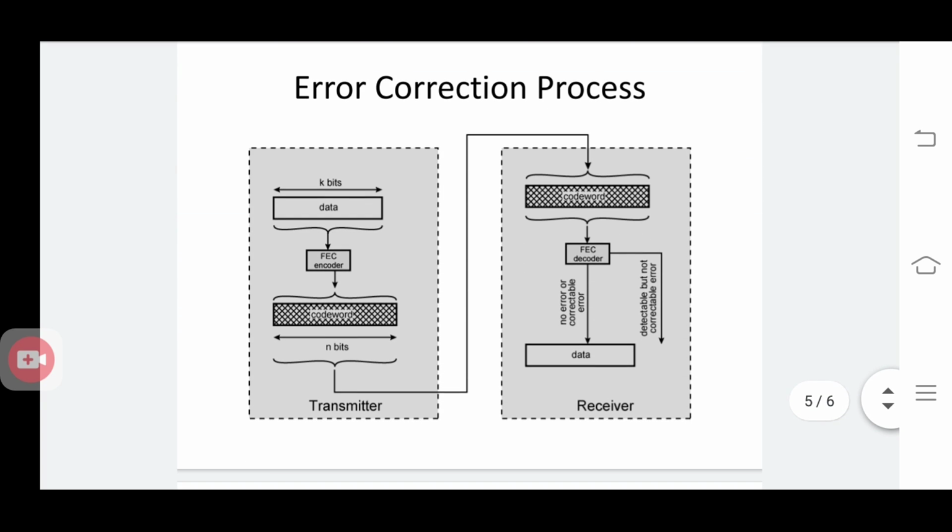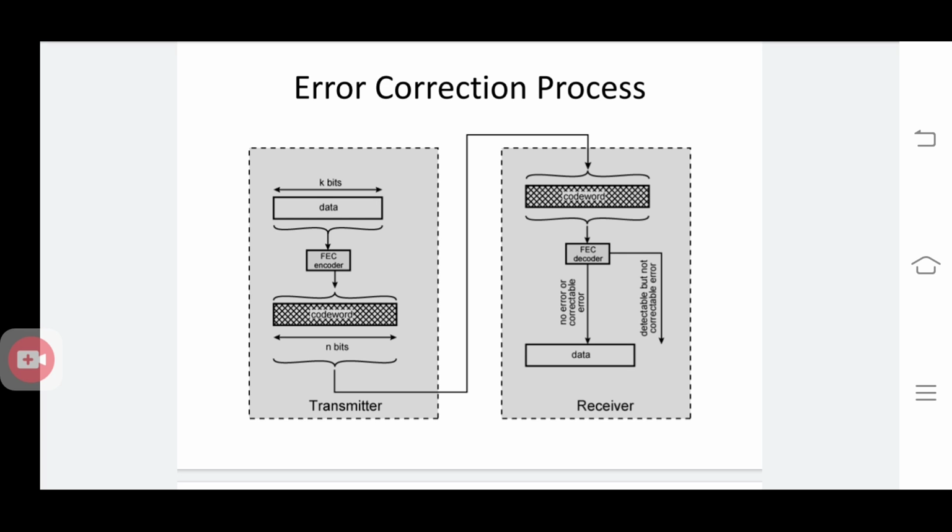Next, you have the error correction process. For that, first you detect some errors, then they are corrected by using some correction method. One of the main correction methods is the forward error correction method. Another one is Hamming distance. For that, you have data of k bits. Then you use an FEC encoder, FEC meaning forward error correction, to produce a code word, and that code word contains n bits. So that will be transmitted to the receiver end.